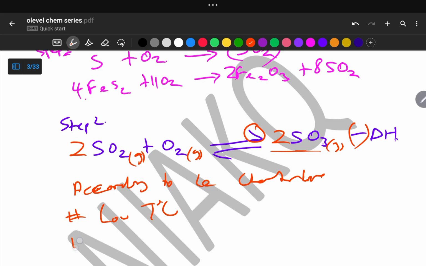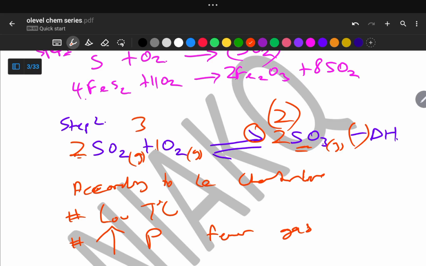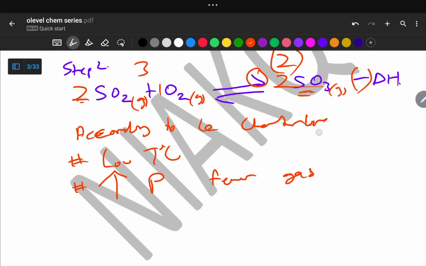And then in terms of pressure, here we have 2 plus 1, having 3, and then here we have 2. So to increase the forward reaction, the yield of the product, we want to use a pressure which will favor this forward direction. So we use high pressure so that the equilibrium position will shift in the direction where we have fewer gas molecules, which is the product side. Are we together? So we are using compromised conditions.